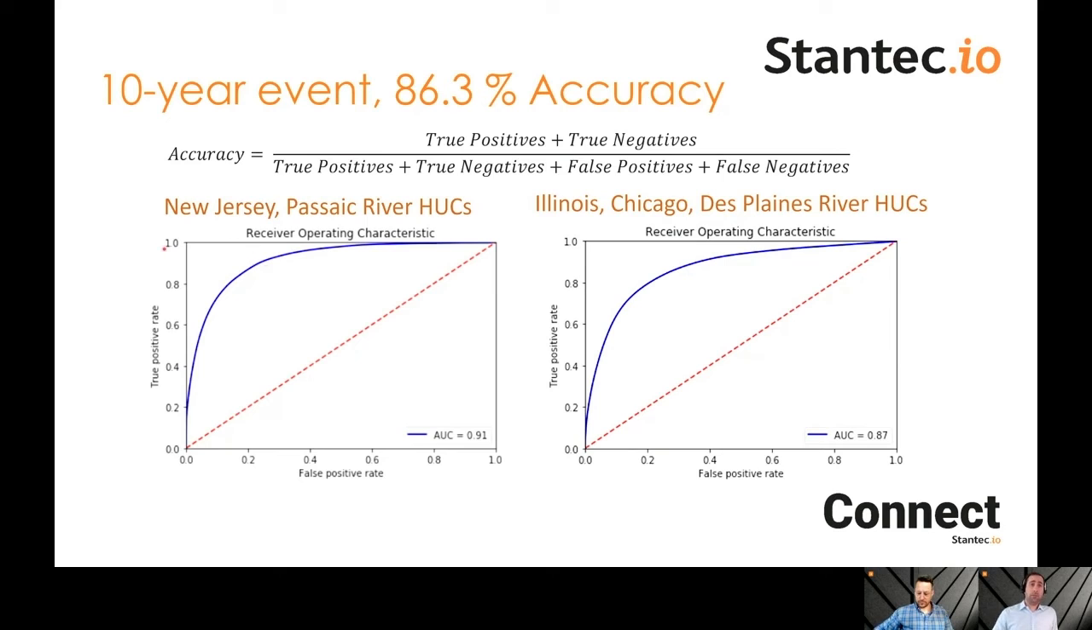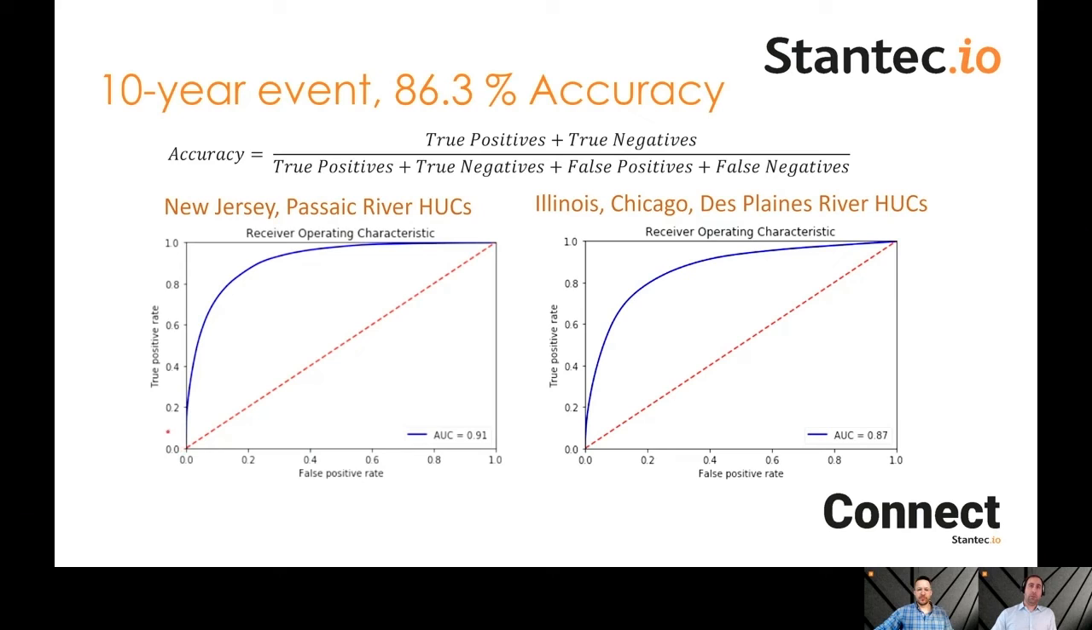So we looked at both around the Passaic River in New Jersey and around the Des Plaines River outside Chicago. We looked at a 10-year event. The accuracy is around 86%. And accuracy here is defined in the true positives plus the true negatives. So the true positives are where the machine learning predicted flooding, and the HEC-RAS model also predicted flooding. And the true negatives are where the machine learning model didn't predict flooding, and the HEC-RAS model didn't predict flooding. And so we have the true positives and true negatives up top, and these are normalized by the true positives and the true negatives, plus the false positives and the false negatives, so where the model mispredicted.